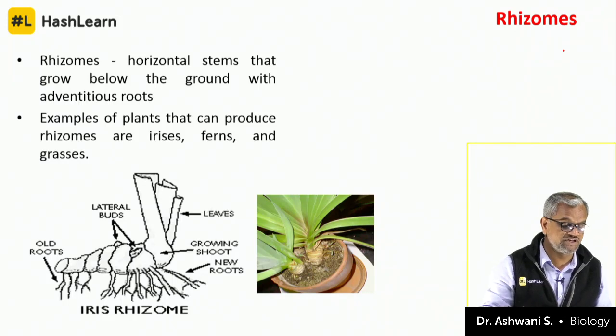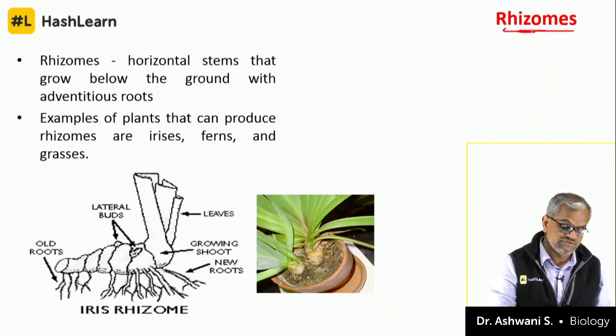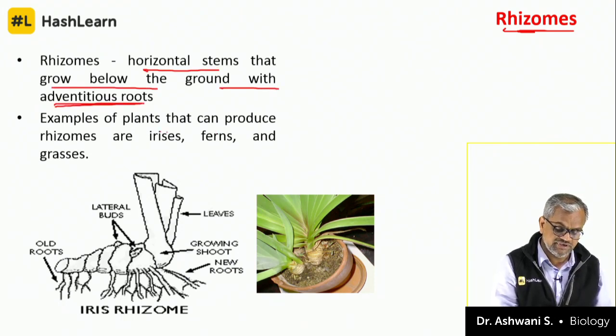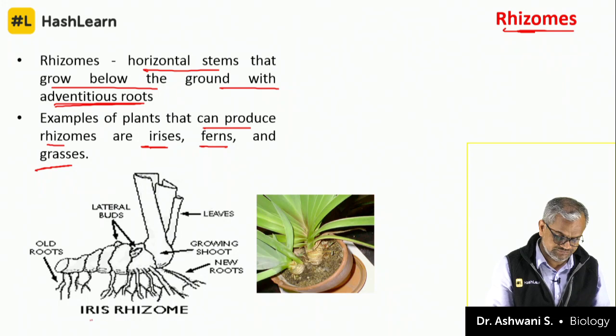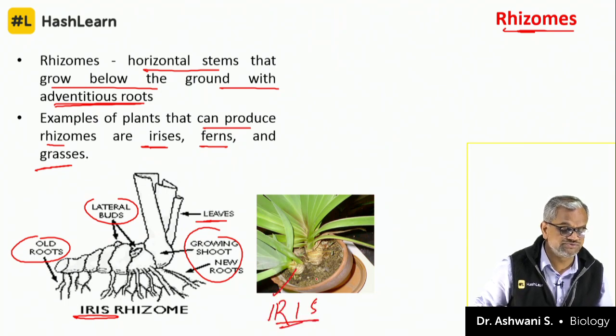As somebody was asking, so tell in detail. Rhizomes, horizontal stem that grows below the ground with adventitious roots. Examples of plants that can produce rhizomes are irises, ferns and grasses. You can see here, this is iris rhizome. This is the old root. This is the lateral buds. Leaves come, growing shoot, new root. This is how iris is. In the gardens and all, very commonly it is used.